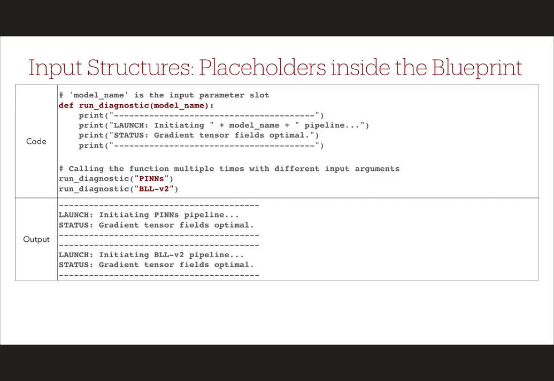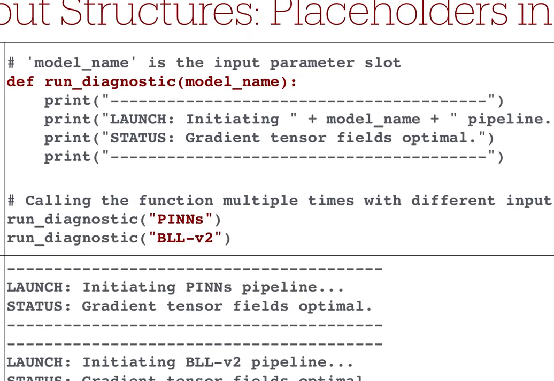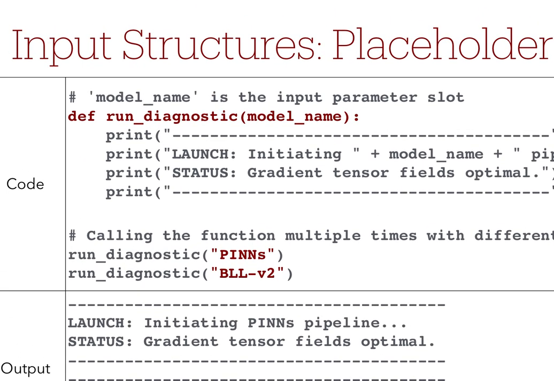So here is an example. I can define a function as before using the keyword def followed by the name of the function, run diagnostic. Now, in this case, inside this parenthesis, I have a certain name, and this name is the name of a parameter. I have only a single name, so that means I create a function with one parameter. Okay? So model name will be a placeholder for a certain value.